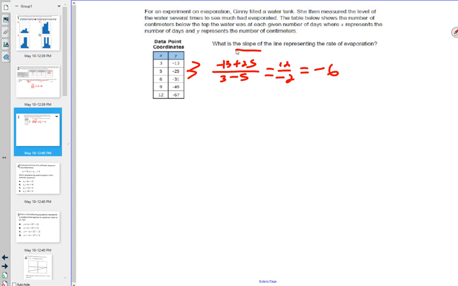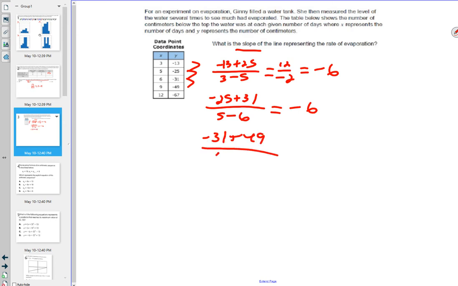If I were to do the next two, my x's are only going up by 1, so negative 31 over 5 minus 6. It's going to be 6 over negative 1, which is also negative 6. The next two, which are negative 31 plus 49 over 6 minus 3, is 18 over negative 3, which is also, yeah, these are all giving you negative 6. So it looks like that would have been the answer.